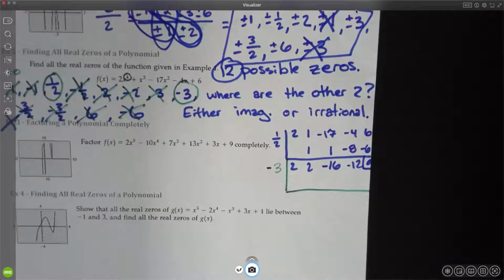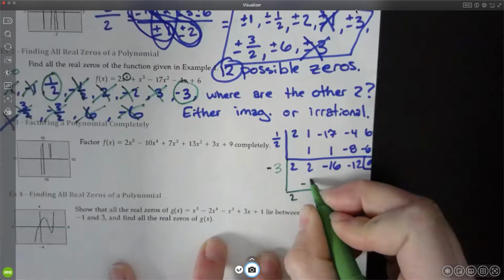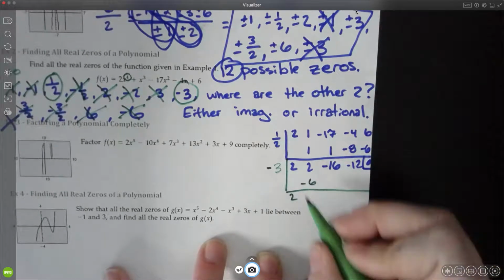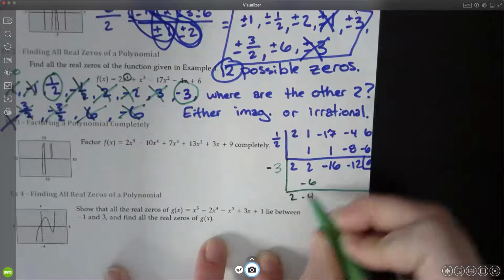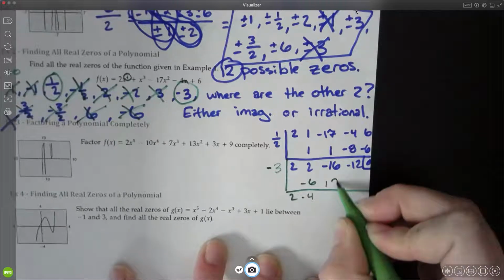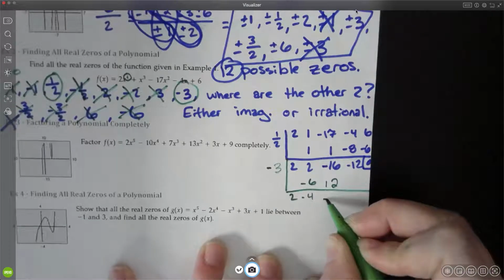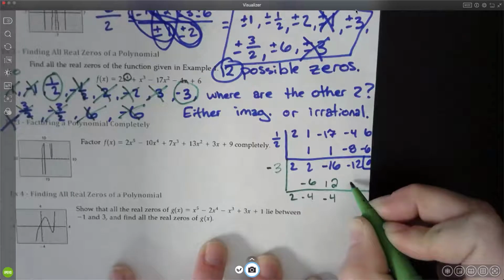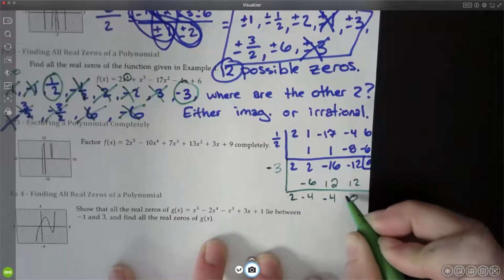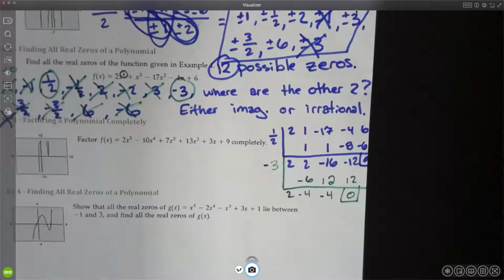Okay, so drop the 2 down. Multiply. That becomes negative 4. That becomes positive 12. That becomes negative 4. That becomes 0, as it should, right? Okay, so last thing, 2, negative 4, negative 4.